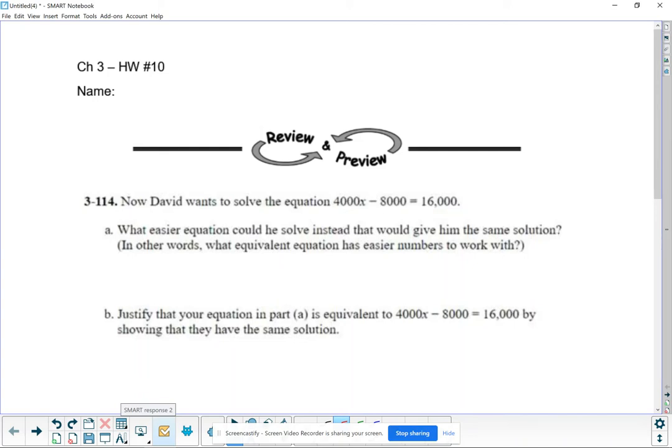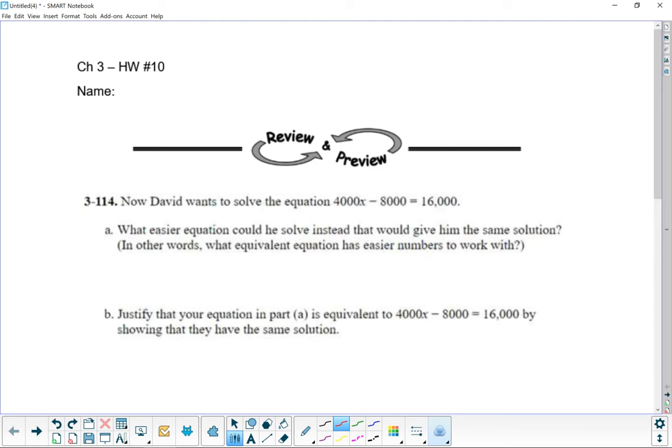Okay, everyone, we're going over chapter 3, homework number 10, number 114. David wants to solve the equation that you see right there. Big numbers. What easier equation could he solve instead that would give him the same solution? In other words, what equivalent equation has easier numbers to work with?